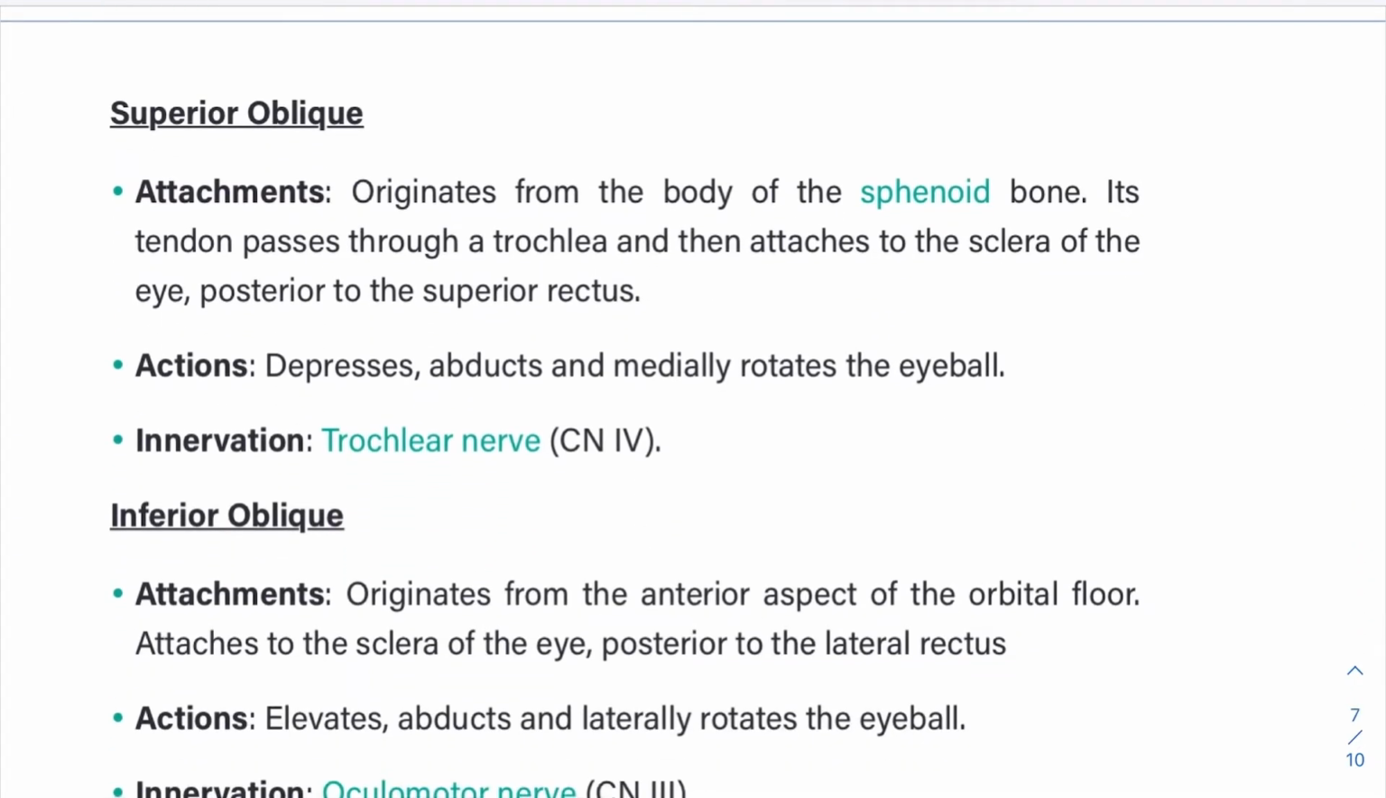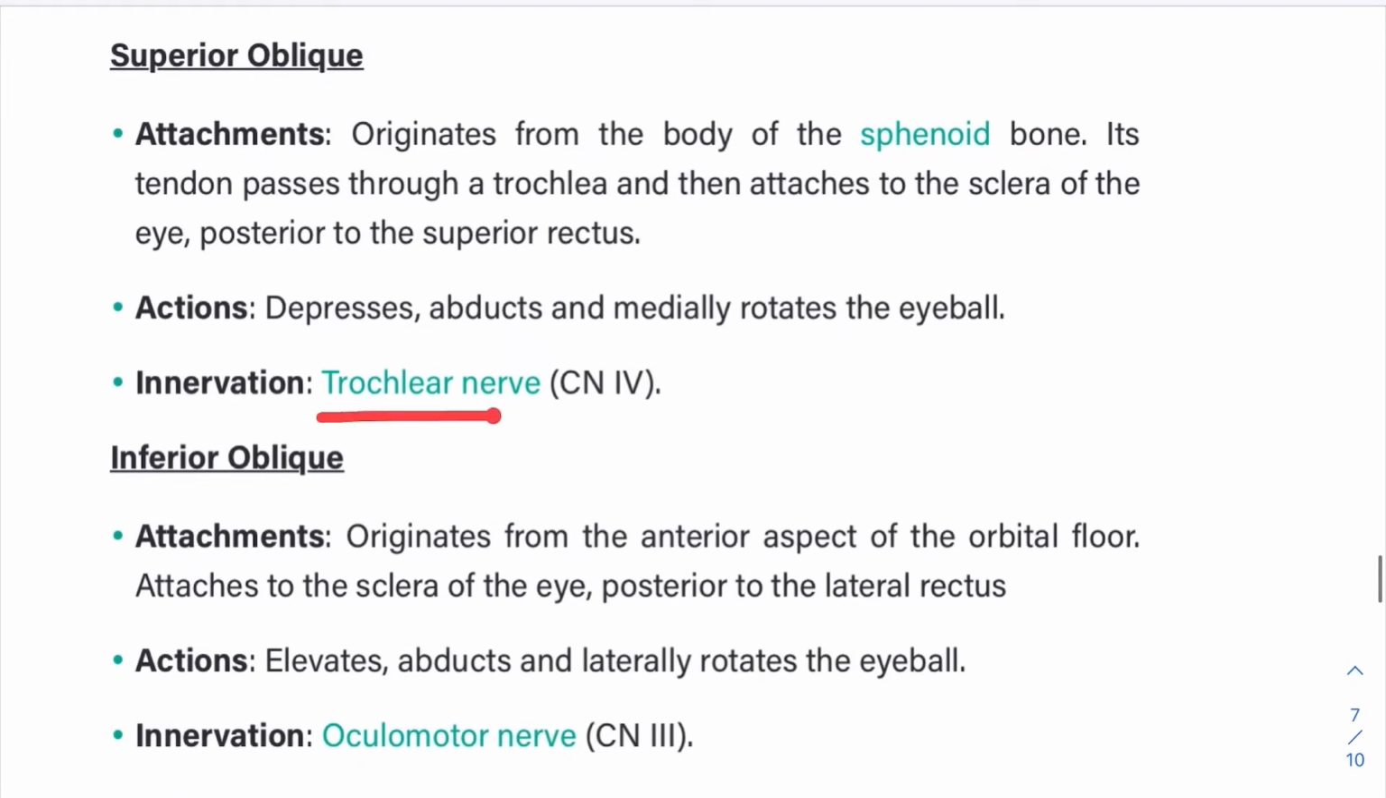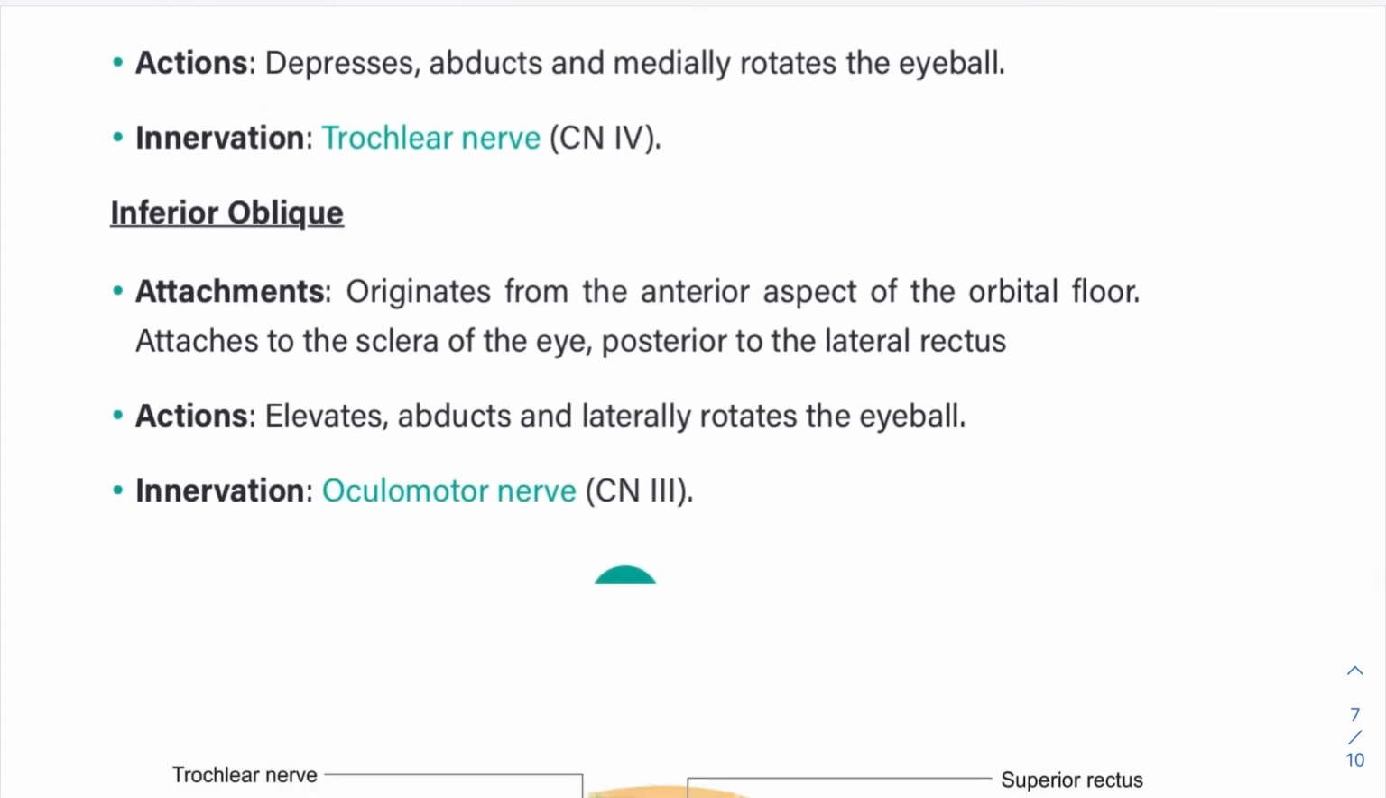Then comes the superior oblique. The superior oblique originates from the sphenoid bone and is inserted in the sclera. It is supplied by the trochlear nerve. And the action: the superior oblique is a depression. The name is superior, but the action is depression. And the inferior oblique originates from the maxilla, the orbital floor of the maxilla. Action is elevation. It is also named inferior, but the action is elevation. Oculomotor nerve.